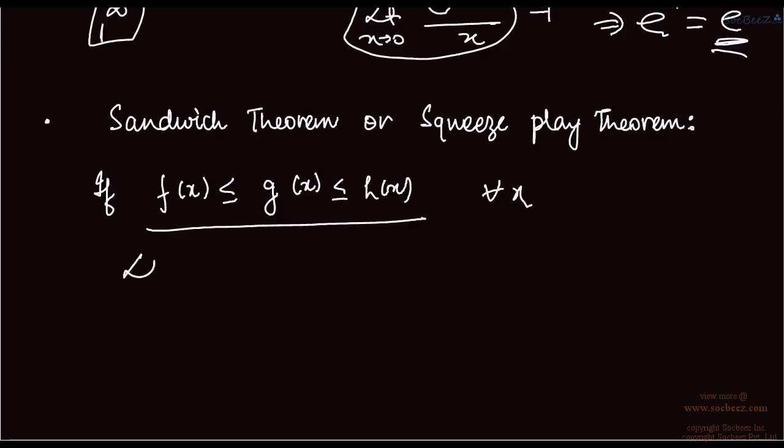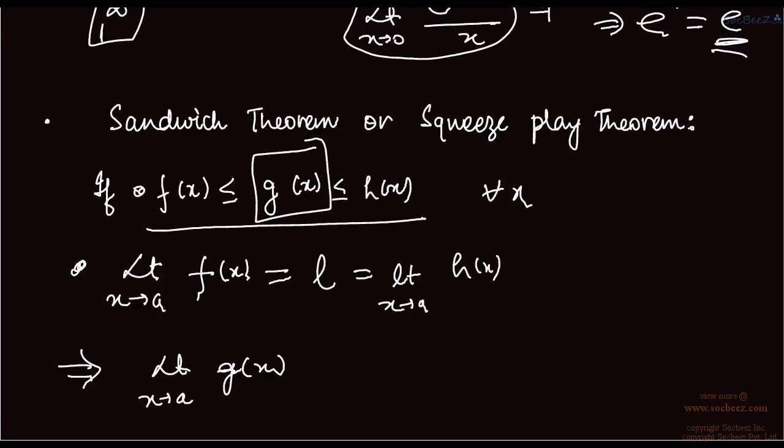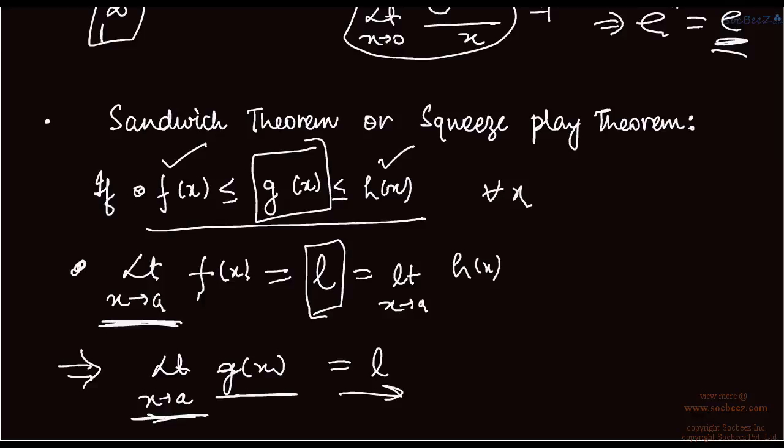Okay, if they satisfy this type of condition, and limit x tending to a of f(x) is equal to L, which is equal to limit x tending to a of h(x), if you have these conditions, the first condition and this second condition, then this implies that limit x tending to a of g(x), which is in the middle of both of them, will also be L. If the functions f(x) and h(x) are tending to some constant L when x is tending to a, then limit x tending to a of g(x) will also tend to L, if g(x) is sandwiched between these two functions, squeezed between these two functions.